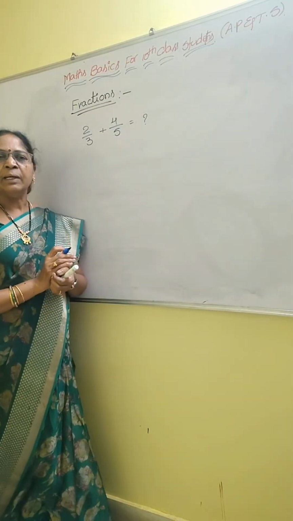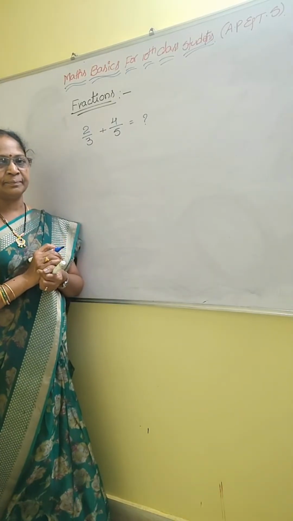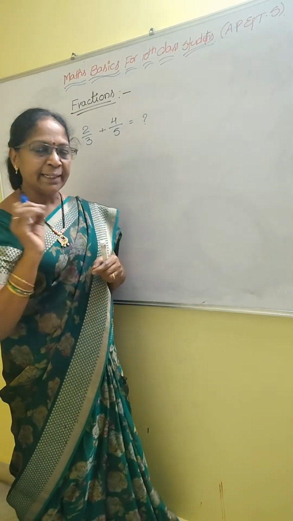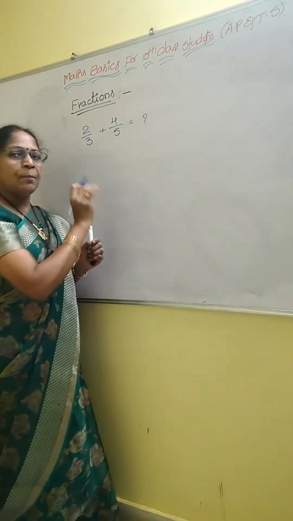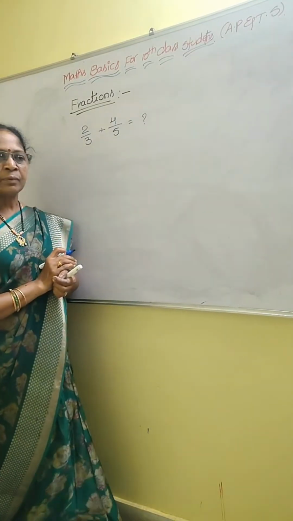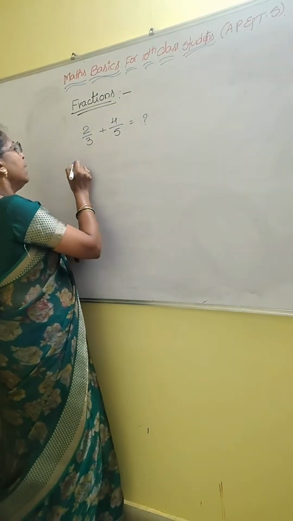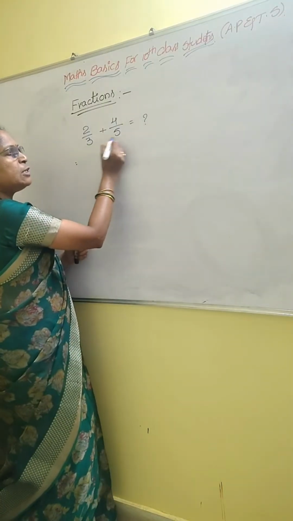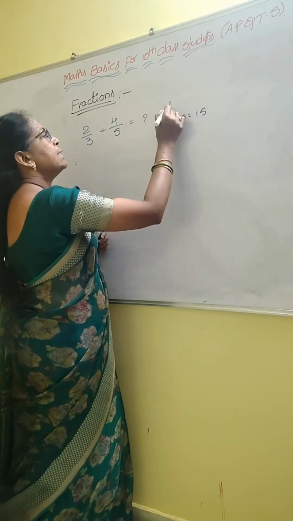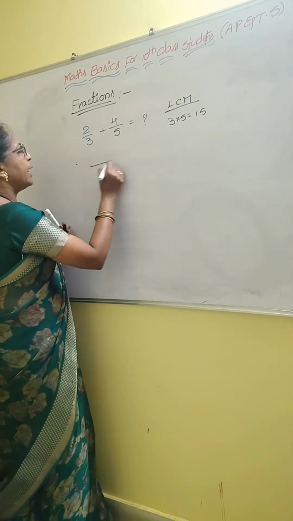So what you have to do is find the LCM. That's very important. You can find the LCM using the division method. Here, for the denominators you have to find the LCM. The denominators are 3 and 5. Whenever only two numbers are there, you can find the LCM directly by multiplying them. 3 into 5 equals 15, which is the LCM. Directly write 15.